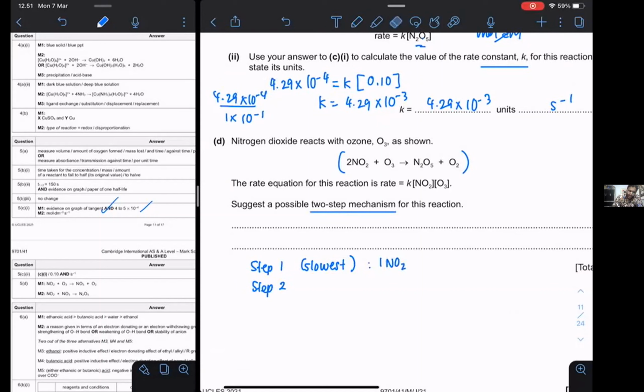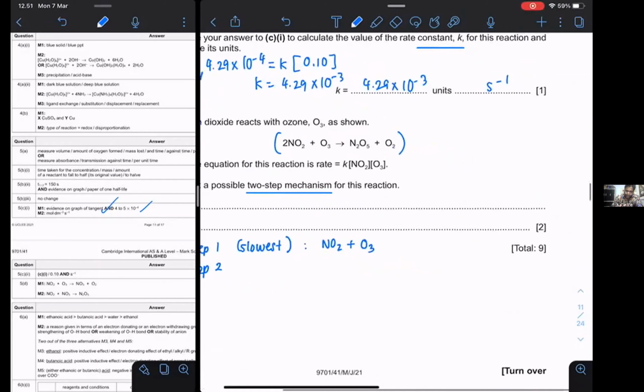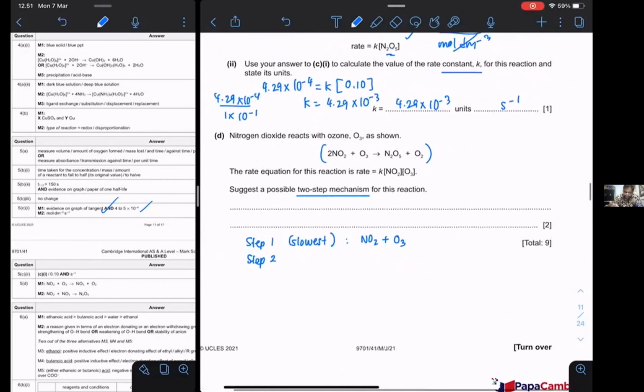1 mole in front, and then it must be reacting with O3. So it must be there. These two, O3, which is 1 mole, must be there in your slower step. So what are they going to produce? This one is up to you how you want to do it.